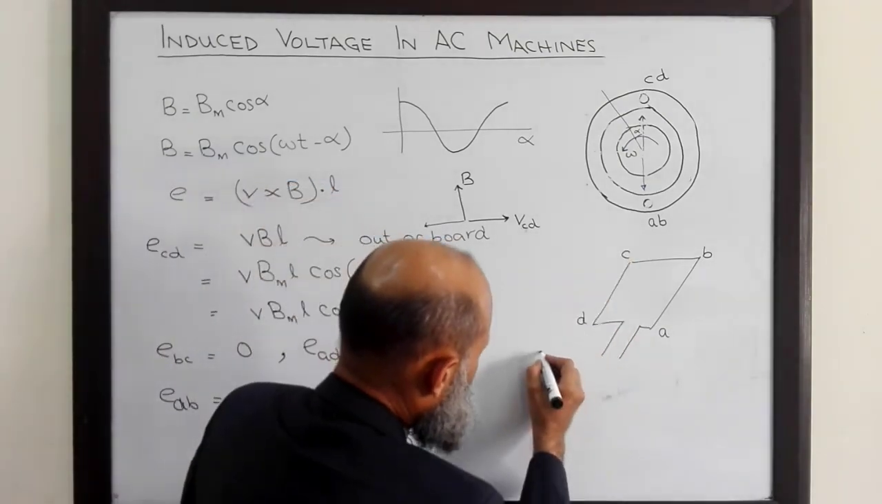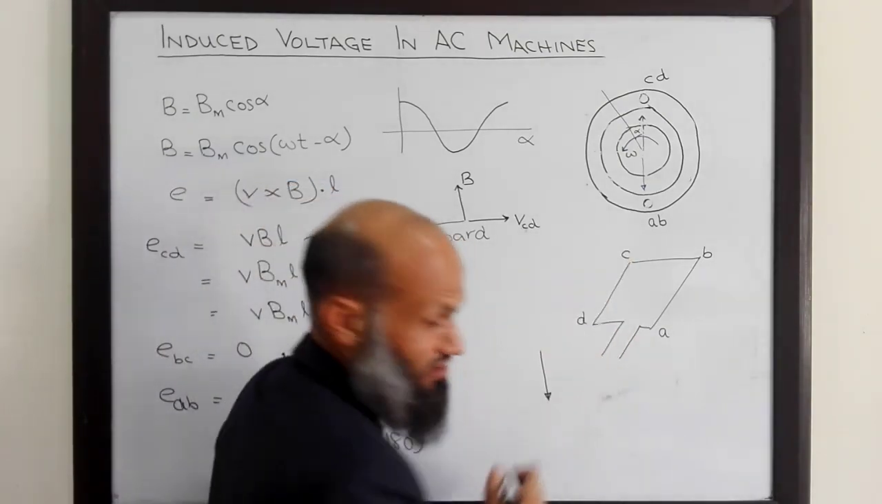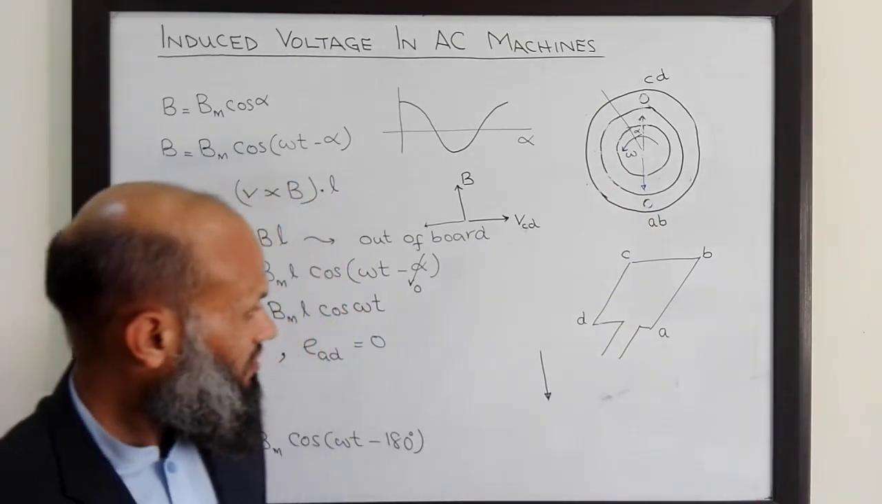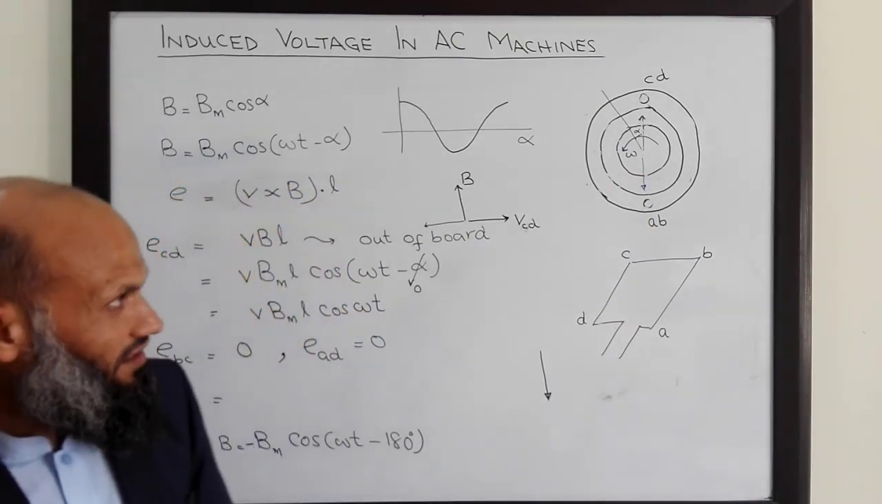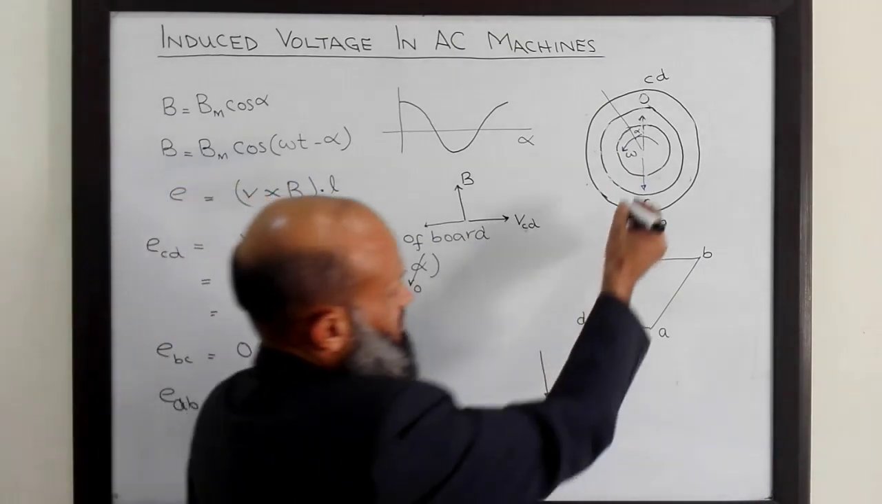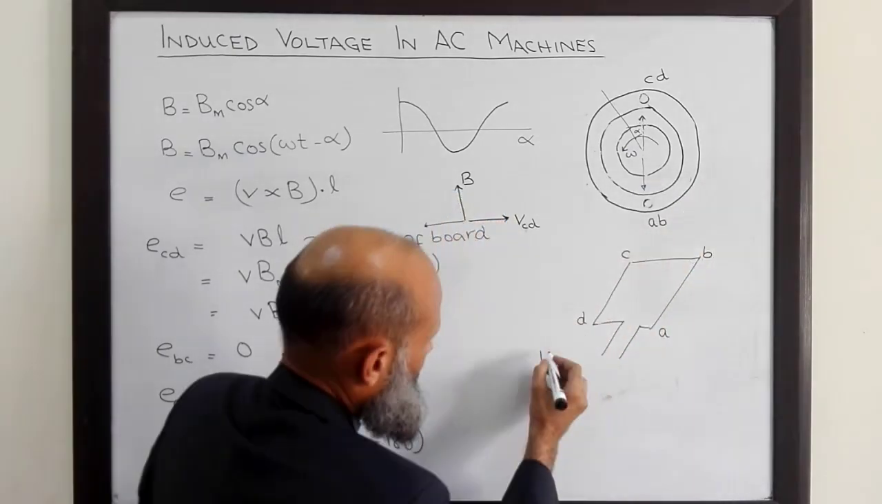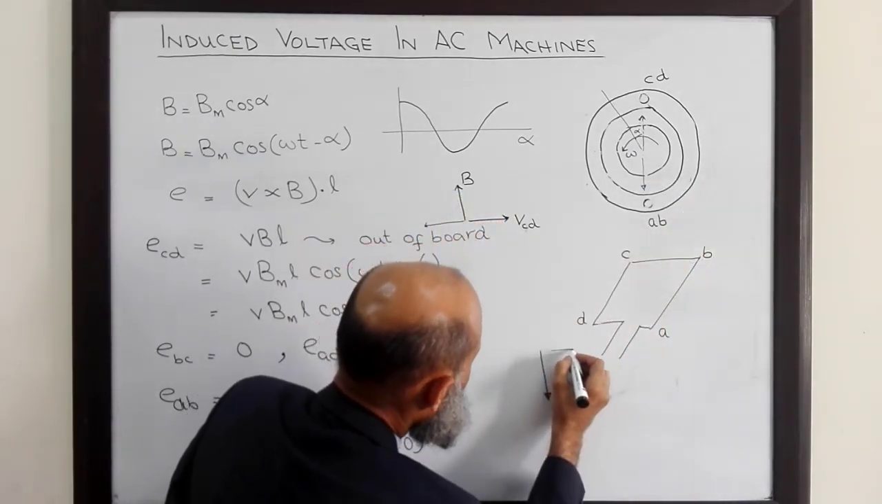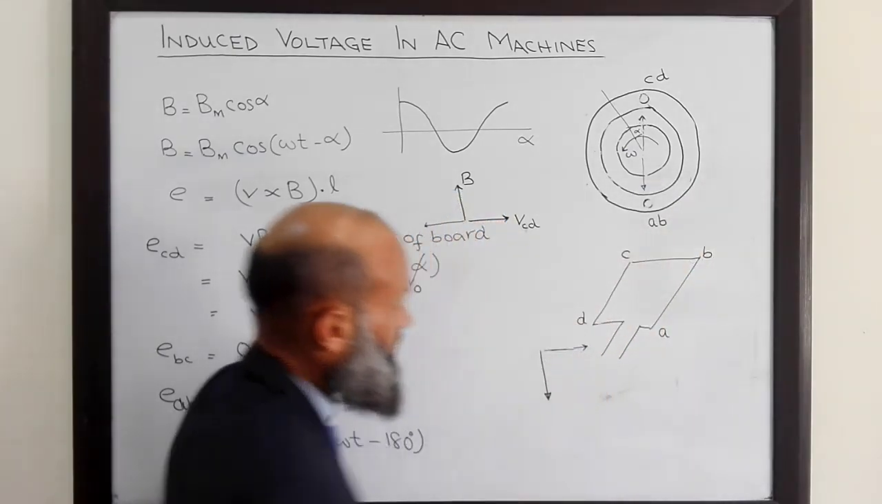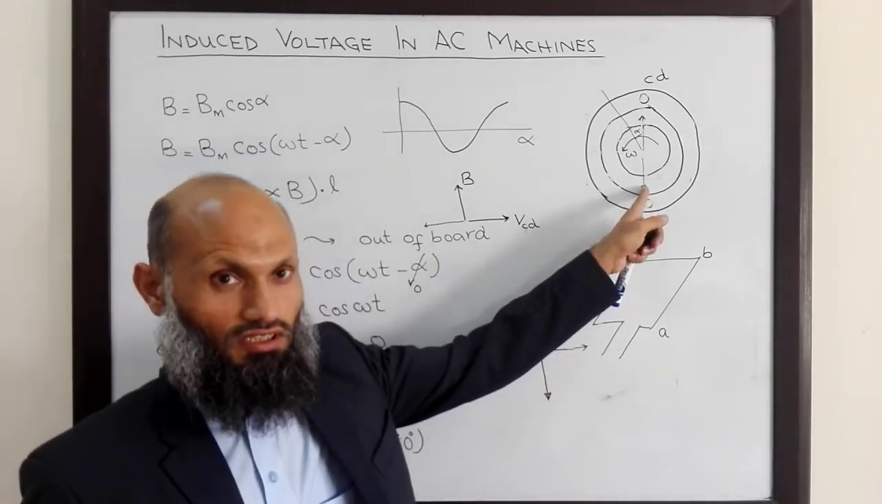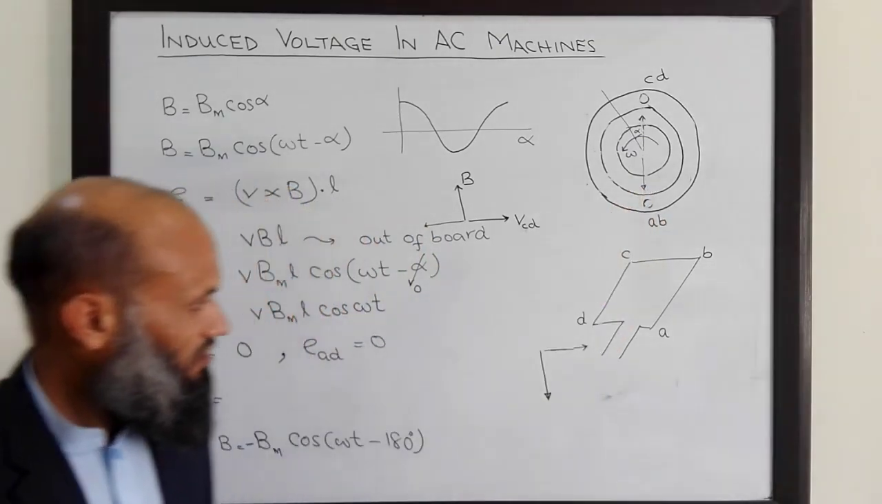Then this is the flux density vector, the direction of flux density vector B. What is the direction of its velocity? It is rotating in this direction. So this is the velocity of the flux density vector.